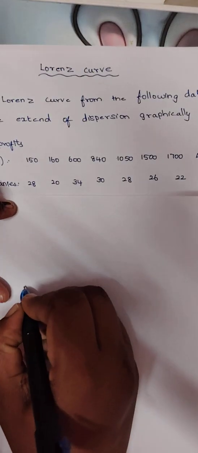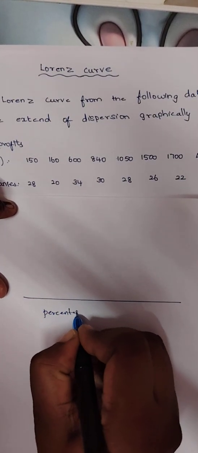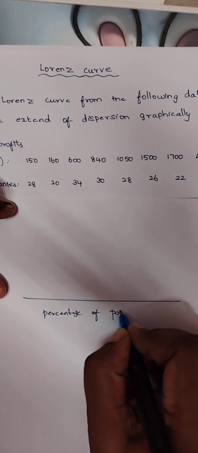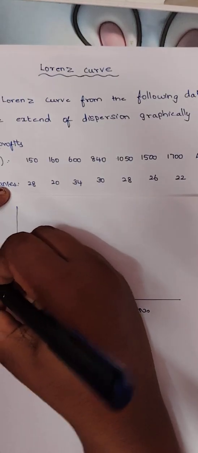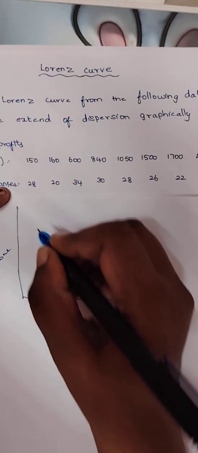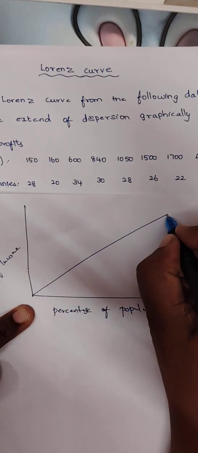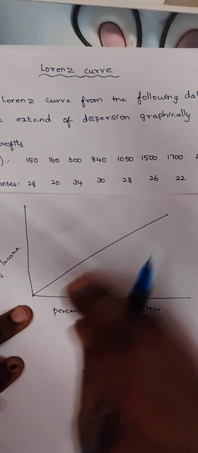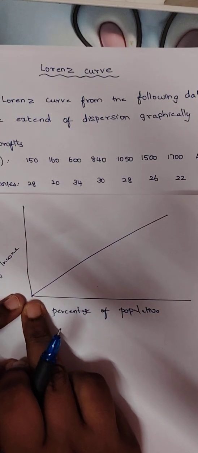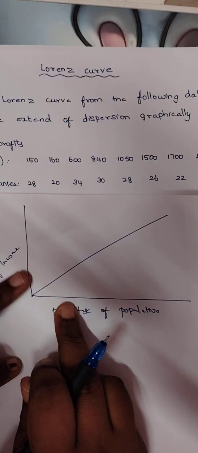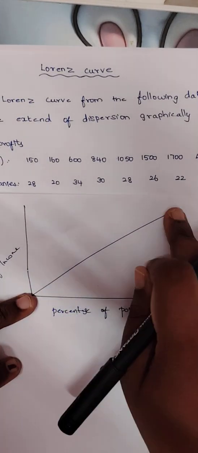If we take the percentage of population here, and this is my percentage of income or wealth, and this is my line of equality. Equality means this is the center line. When x equals 0, y equals 0; x equals 1, y equals 1; x equals 2, y equals 2. If you plot the points, we'll get the line of equality. So this is my line of equality.